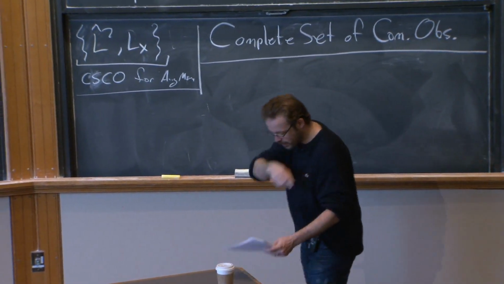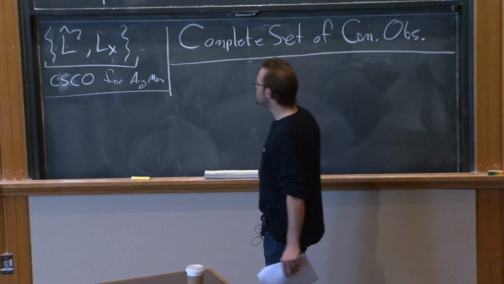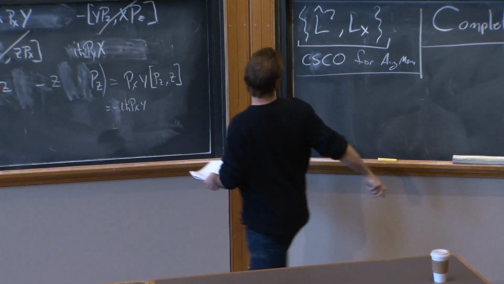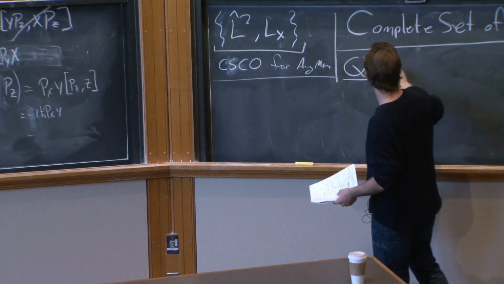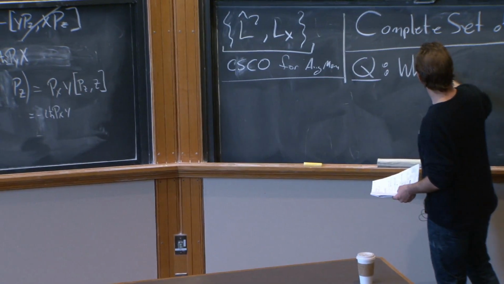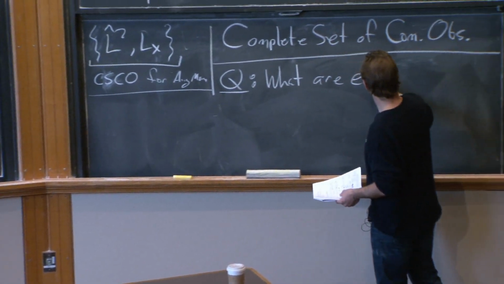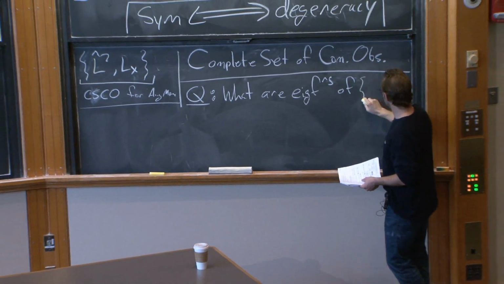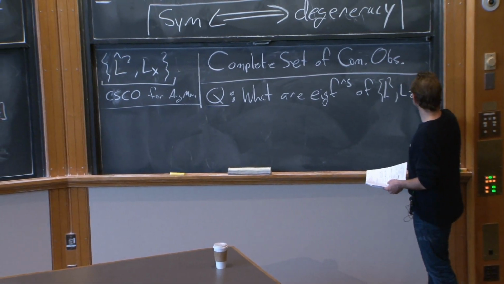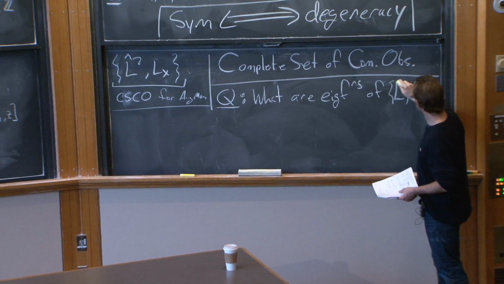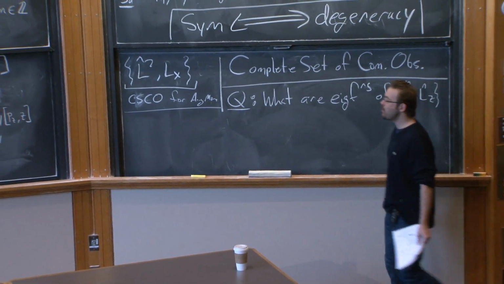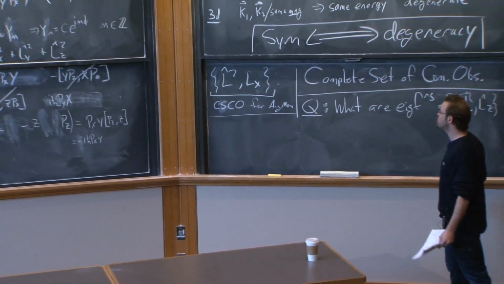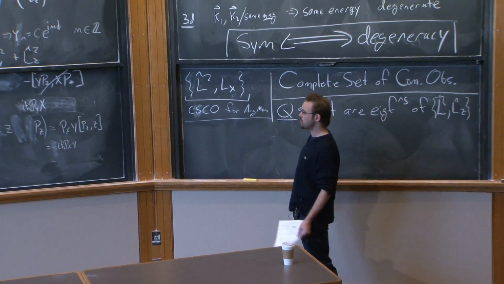So let me tell you where we're going next. The question I really want to deal with is, what are the eigenfunctions? So this is where we're leaving off. What are the eigenfunctions of our complete set of commuting observables, L squared and Lz? What are these guys? And we know that we could solve them by solving the differential equations using those operators, but that would be horrible. We'd like to do something a little smarter. We'd like to use the commutation relations in the algebra.